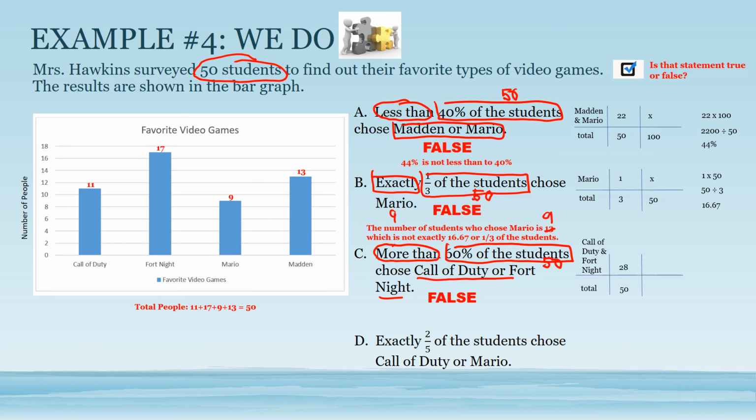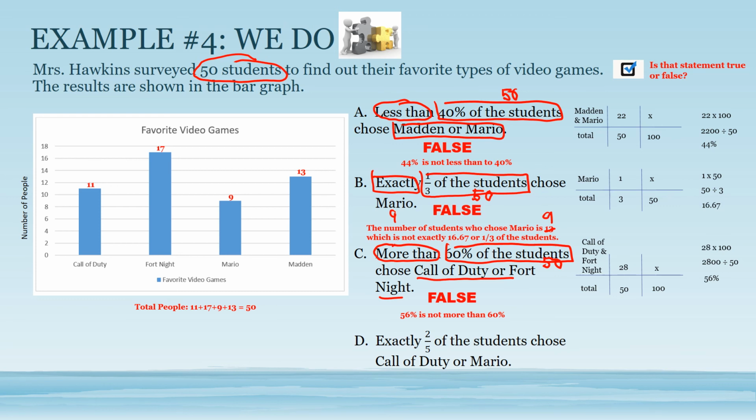So 28 over 50. We're using percent, a number out of 100. You're going to cross multiply 28 times 100. Divide that by 50. So 2800 divided by 50 should give us 56%. Well, is 56% more than 60%? No, this is a false statement.